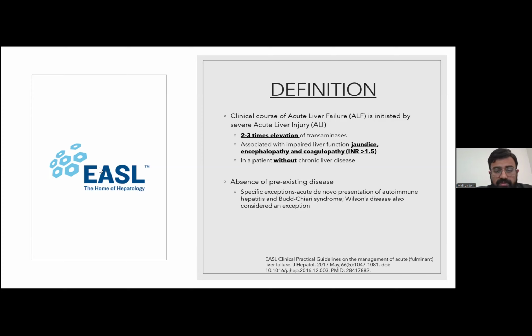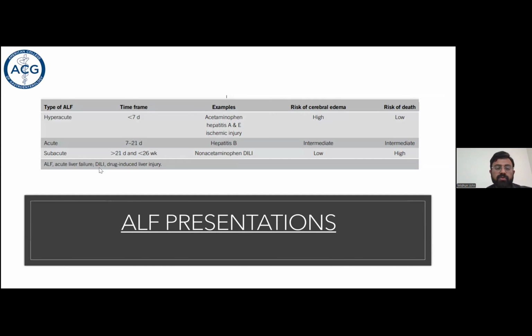However, there are exceptions, and the exceptions being acute de novo presentation of autoimmune hepatitis, Budd-Chiari syndrome, and Wilson's disease also was considered as an exception. The ACG then went further and wanted to break this down a little bit more, giving us more examples as well as speaking about the risk of edema and risk of death.